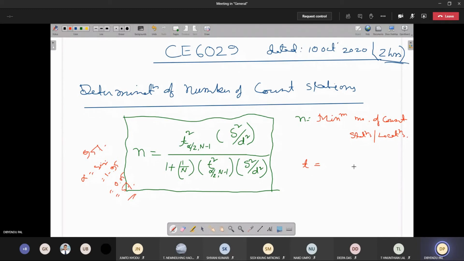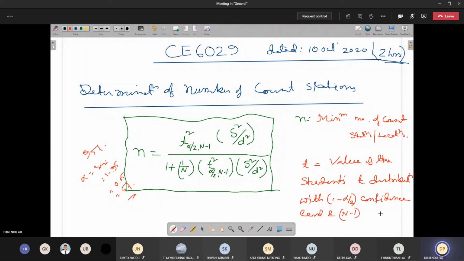Here T equal to, I am not writing, you write down: value of the student's T distribution with 1 minus alpha by 2 confidence level and n minus 1 degree of freedom. So n minus 1 degree of freedom and 1 minus alpha by 2.